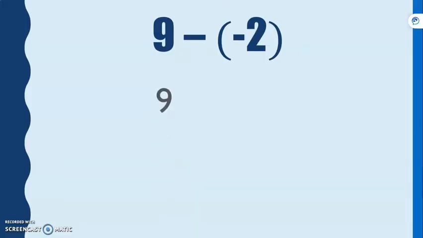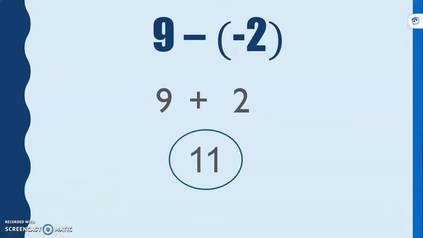Rewrite +9. Change minus to addition. What's the opposite of -2? +2. Now are the signs the same or different? They're the same, so we add. 9 plus 2 is 11. And since they are both positive, it stays positive. +11.